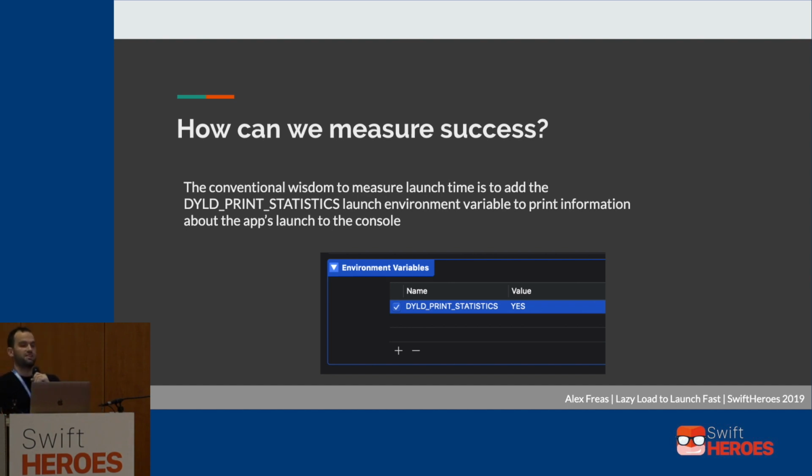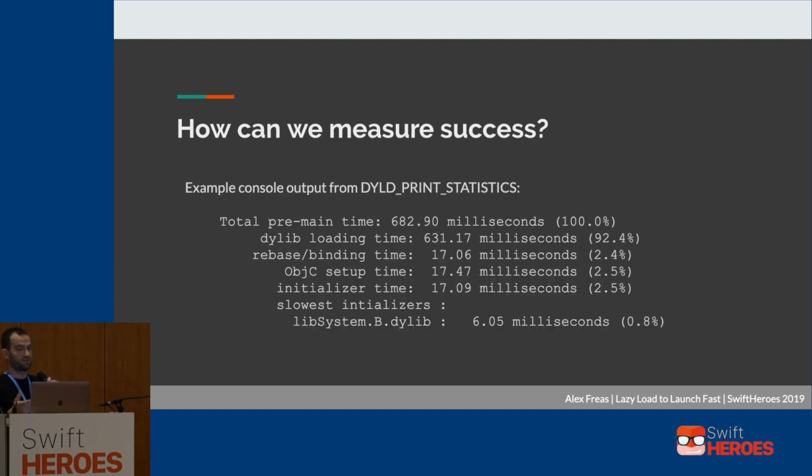How can we measure success with the app launch? The conventional wisdom, if you haven't looked at this recently, or if you tried to optimize this a long time ago, is that DYLD_PRINT_STATISTICS as an environment variable in your scheme is the way to get this data out of the launch process. So this is just an environment variable that you add to your scheme. You set the value to yes, or actually you can set it to anything as long as it's set. And then this logs the following console output after you've launched your app.